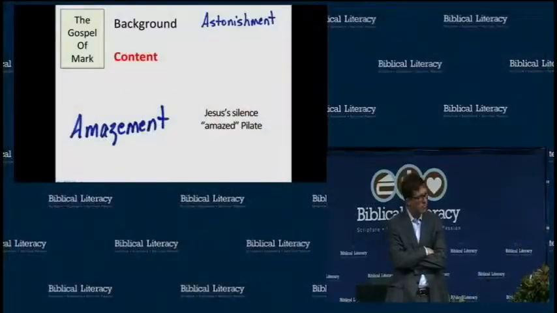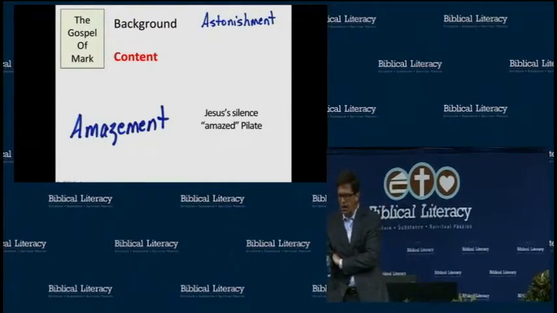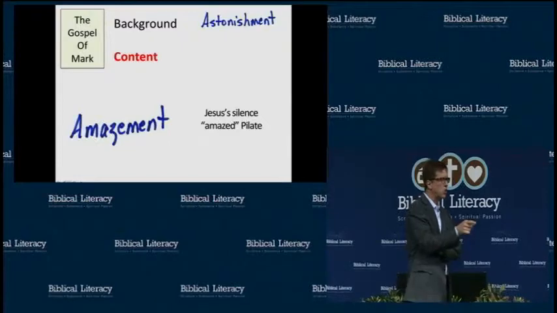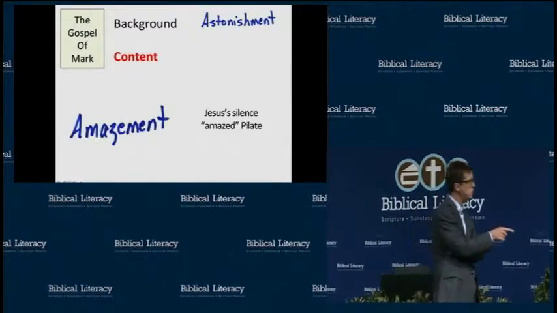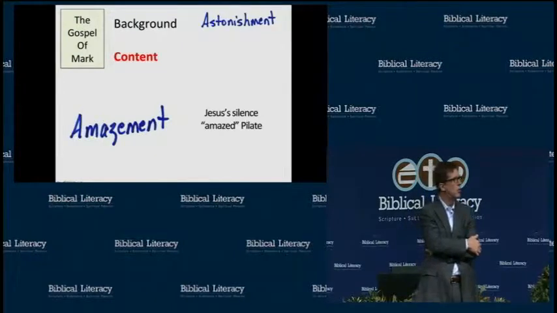Look at the next amazement I pulled. Jesus' silence amazes Pilate. Here's the way Mark tells the story. Jesus gets brought before Pilate. Pilate says, they're accusing you of being the king of the Jews. Are you the king of the Jews? Jesus says, you just said it. Those are your words.